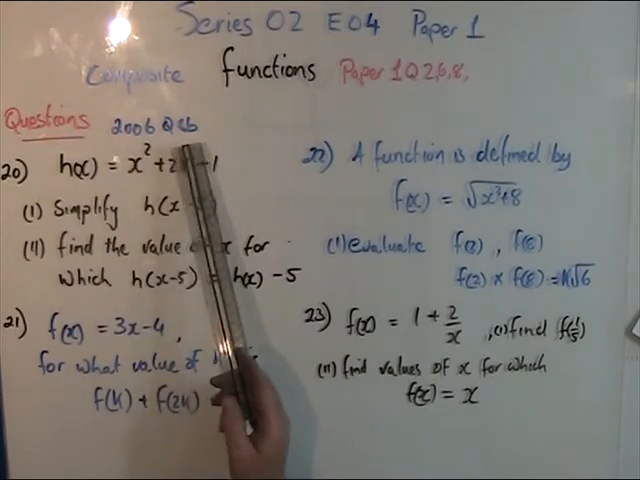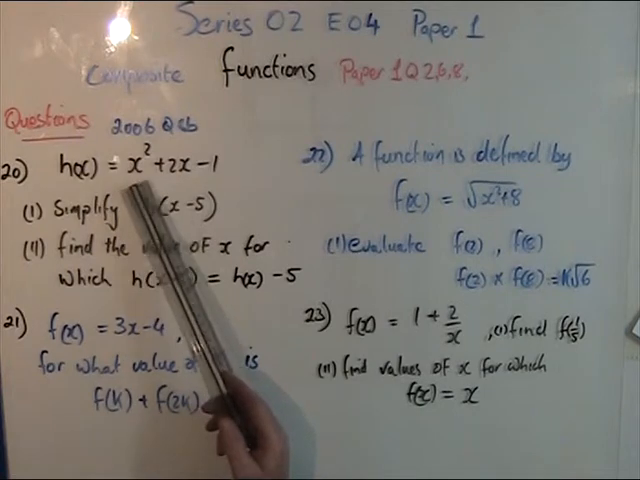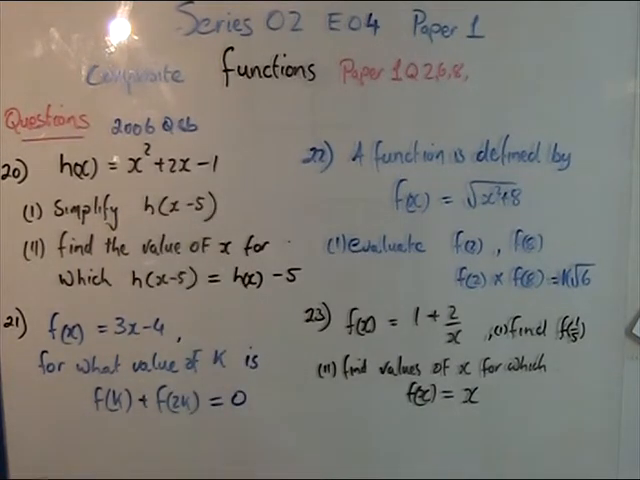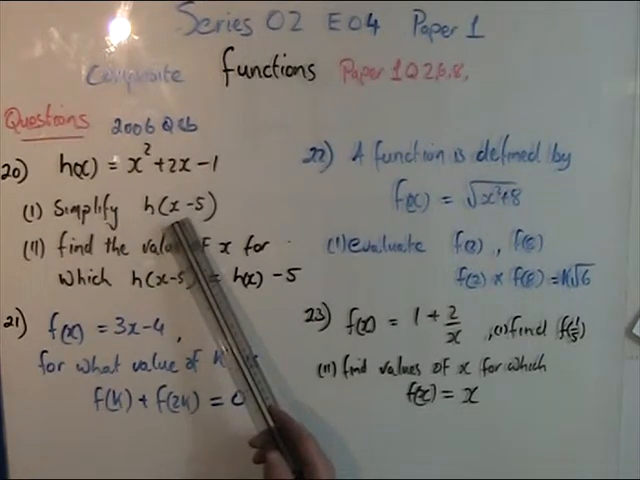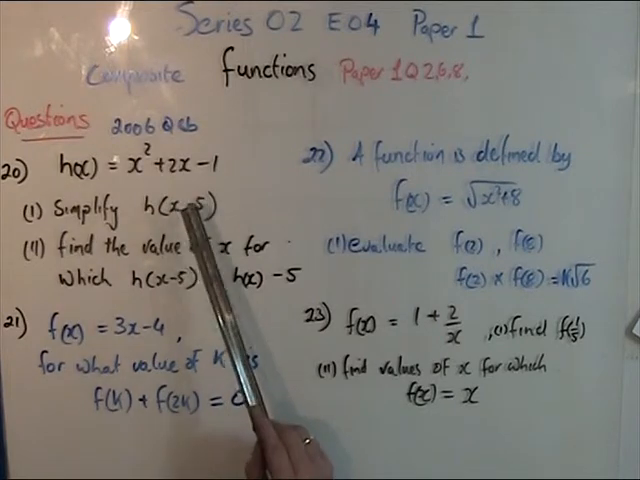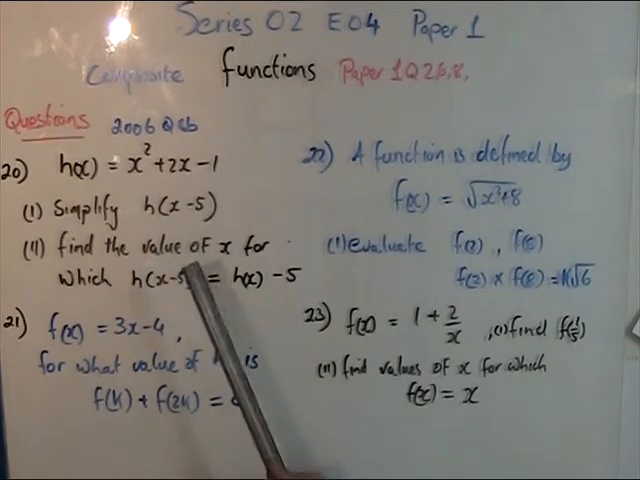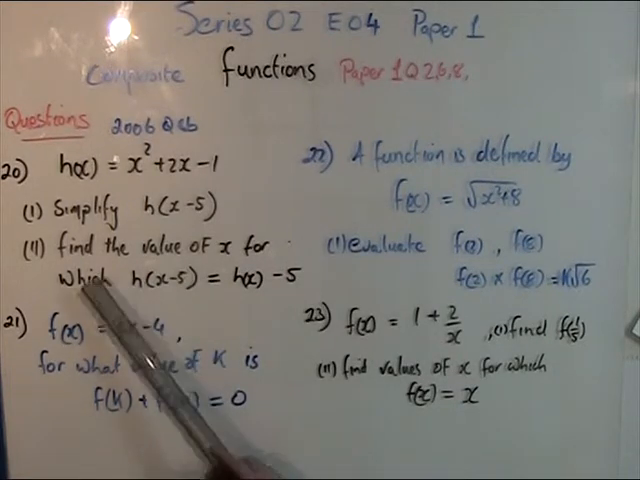This is 2006 question 8b, and it says h of x is equal to x squared plus 2x minus 1. That's a quadratic. Simplify h of x minus 5. Now that means, I'm going to show you how to do this, everywhere you see x, you put x minus 5. Okay? And you get another quadratic, if you want to get a cubic equation.